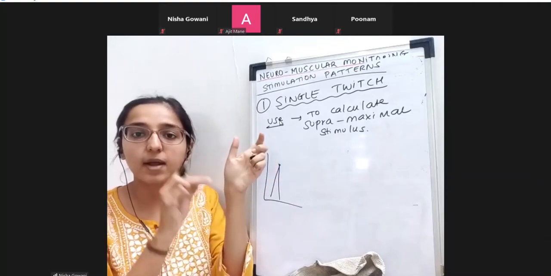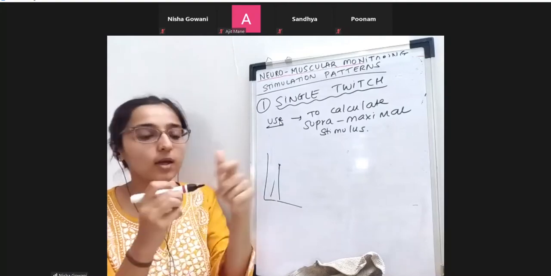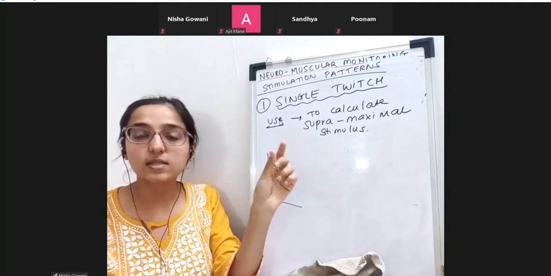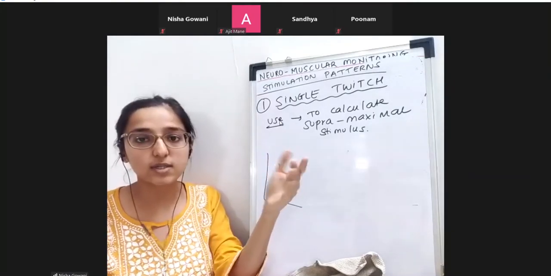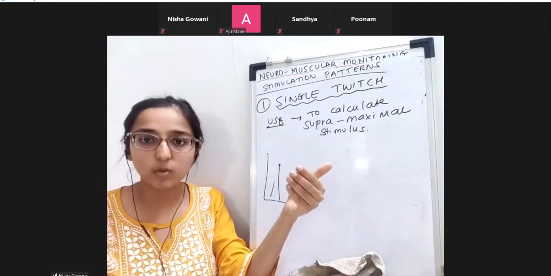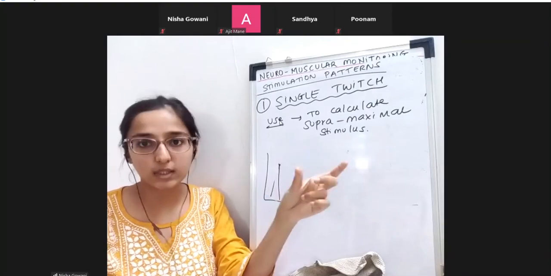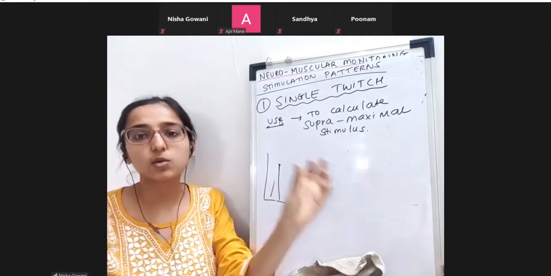So every time I built up the current, the height of this contraction was the same. So now I know that yes, beyond this, the height of the contraction is the same. Okay, so this is the maximal. So I will go 10 to 20% above that number. So if I got like 25, I'll go to 30. So 30 I will take as my supramaximal current.